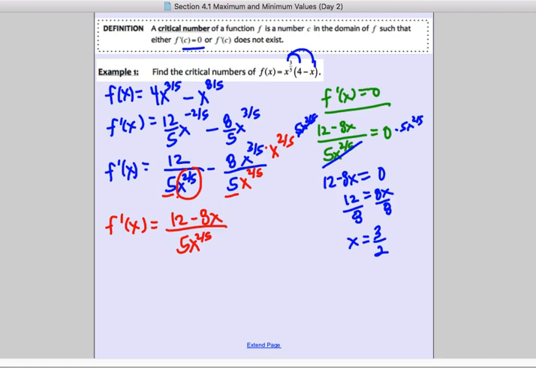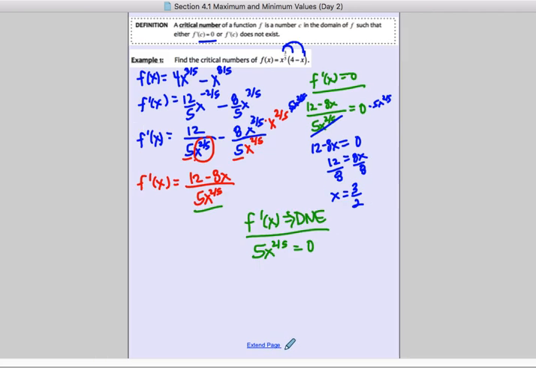Then we always have to also double check: is there a place where our derivative does not exist? We're looking for where this could happen. Most of the time it comes from our denominator. So here's our derivative, and if we see an x in our denominator, chances are there's a number that would make it not exist.